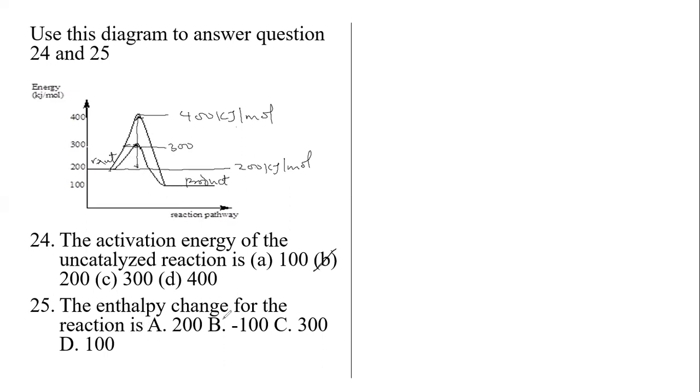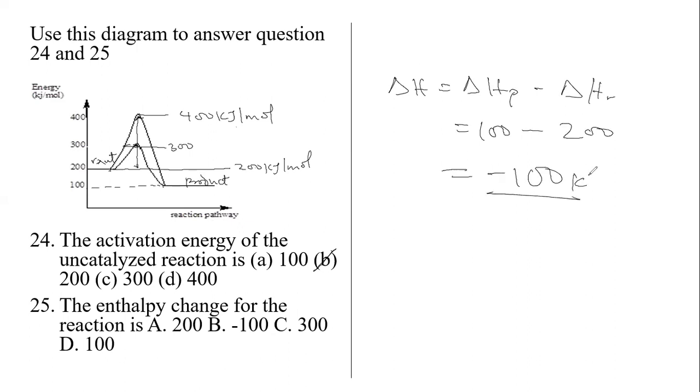Question number 25. The enthalpy change for the reaction is what? Now, enthalpy change is the enthalpy of the product minus the enthalpy of the reactant. So the product is having energy of what? 100. So that's going to be 100 minus, and the reactant is having 200. So that's why it'll be minus 100. So that is an exothermic reaction, and that's why the coordinate looks like this. So that's why option B will be the correct answer.